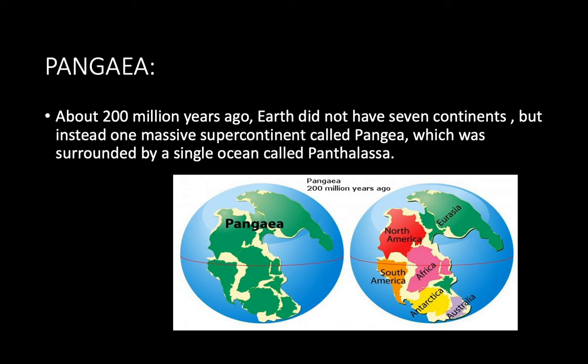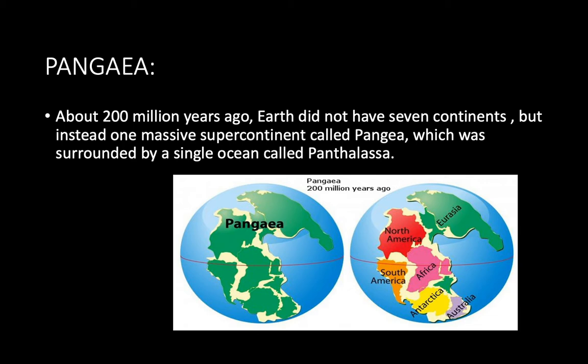What is Pangea? About 200 million years ago, Earth did not have 7 continents, but instead one massive supercontinent called Pangaea, which was surrounded by a single ocean called Panthalassa. Existing continents were once in the form of a single mass. You can see Pangaea in this map. The supercontinent is called Pangaea and the ocean Panthalassa.